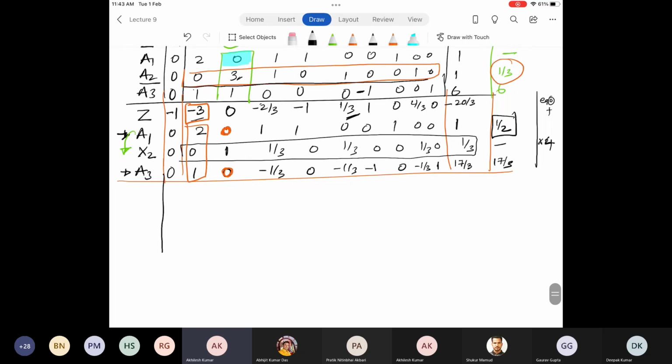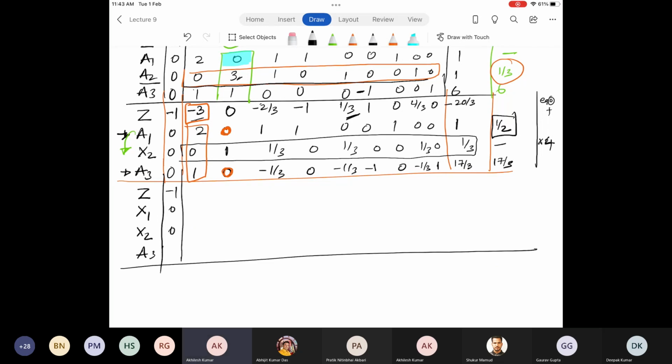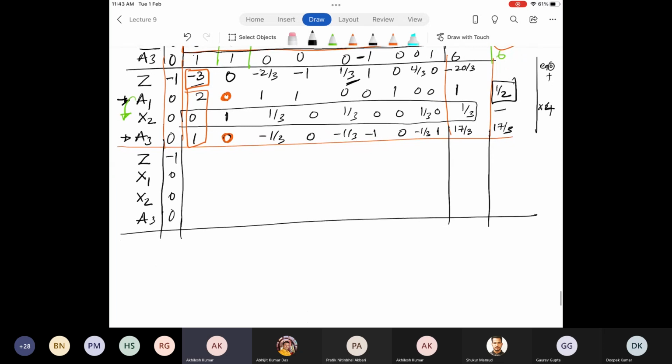So your new basic variables are G, X1, X2, A3, -1, 0, 0, 0. And then you proceed with the same thing. Go ahead, do this iteration. Complete this iteration and see what happens.